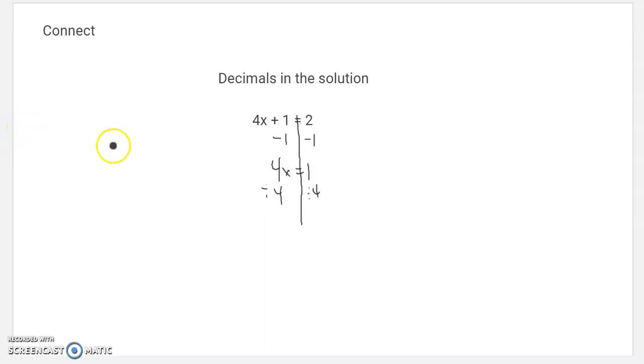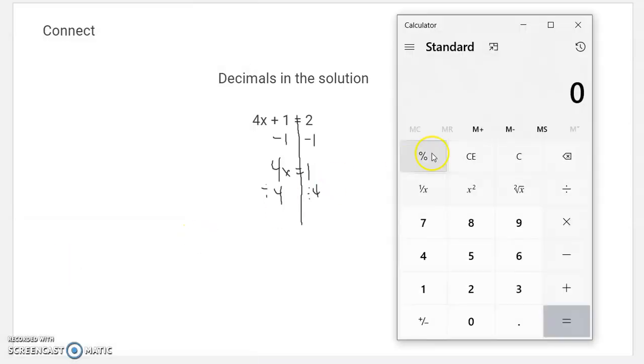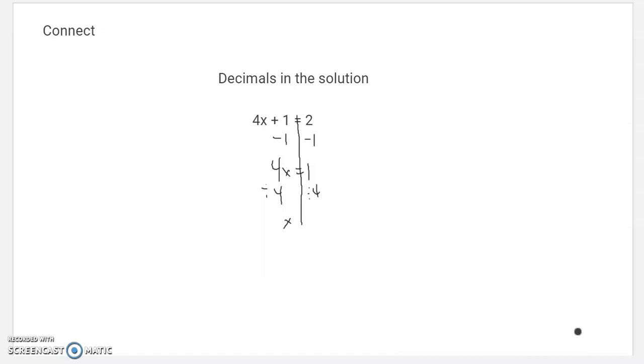And oh my gosh, 1 divided by 4, what do I do? Don't panic. You just divide 1 divided by 4. You can do it. This isn't elementary school. You can do 1 divided by 4, and you might get a decimal, and that's okay. Decimals are numbers, and it's okay for them to be there, and you don't need to panic every time you see them. So what if there's decimals in the equation?